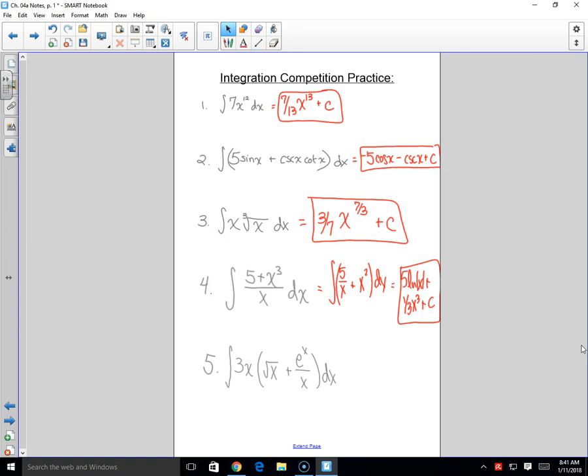3 times e. There we go. Does he even know? Patrick doesn't have that, because remember in the episode where he wrote this? Oh, yeah. The final answer should have been 6/5, 6 fifths, okay, x to the 5 halves plus 3 e to the x plus c.